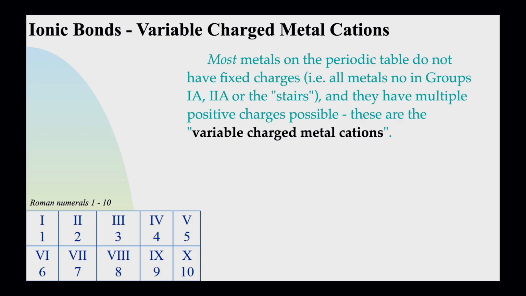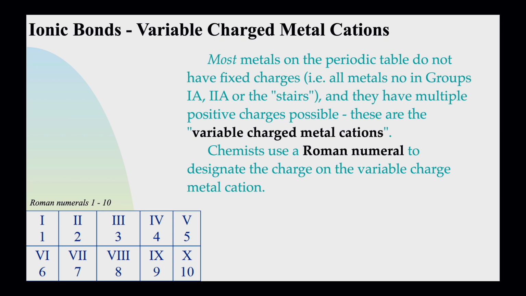Most of the metals, unfortunately, are not in groups 1A, 2A, or the stairs. All the metals that aren't there, and that includes all the transition metals, lanthanides, actinides, and even some metals under the nonmetals, are called variable charged metal cations. They're going to be positive, but we don't know what their charge is going to be. Sometimes they'll be +2, and sometimes they might be +6. So for all of these metals, we need a way to tell other chemists what the charge is. That's where the Roman numerals come in.